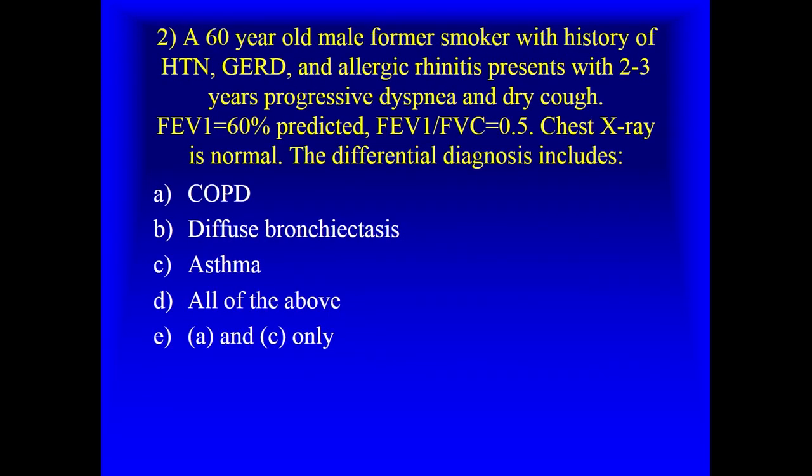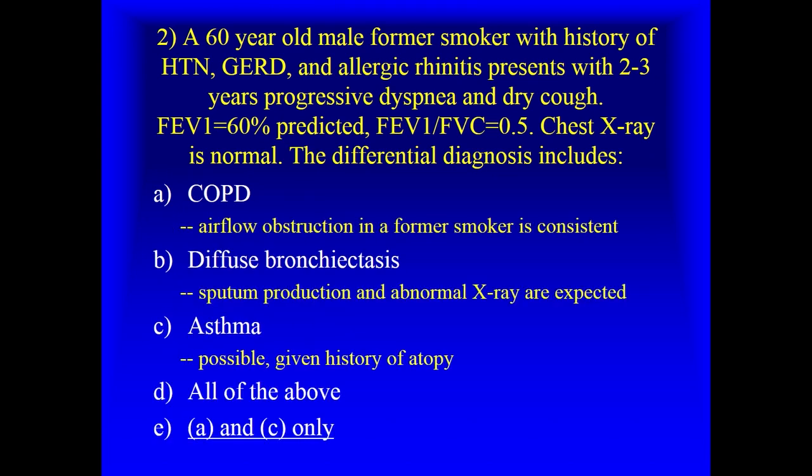Question 2. A 60-year-old male former smoker with a history of hypertension, gastroesophageal reflux disease, and allergic rhinitis presents with 2 to 3 years of progressive dyspnea and dry cough. His FEV1 is 60% of predicted. The FEV1 FVC ratio is 0.7. Chest X-ray is normal. The differential diagnosis includes A, COPD, B, diffuse bronchiectasis, C, asthma, D, all of the above, or E, A and C only. And the correct answer is E, A and C only.